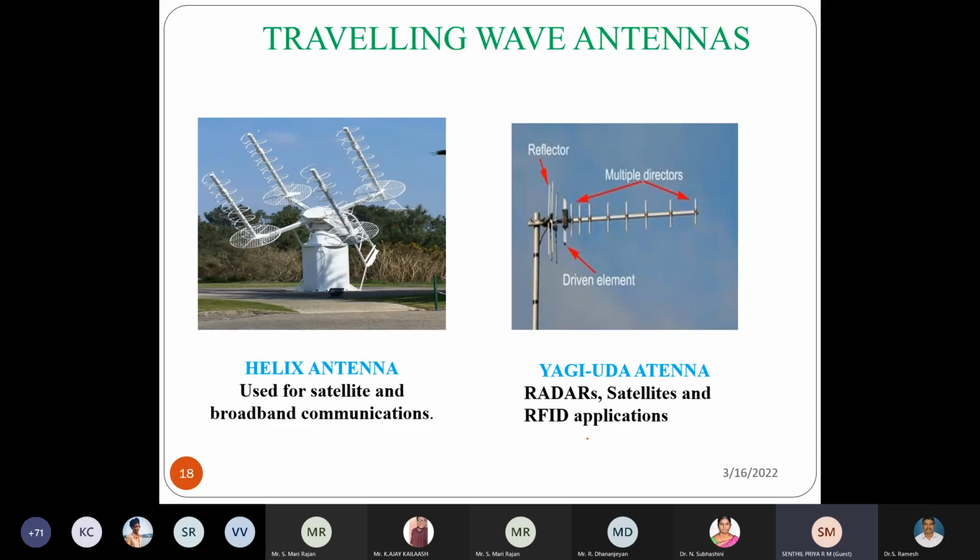So for satellite communication, we can go for the helix antenna. And the Yagi antenna, nowadays we cannot see this, though we come across direct to home, DTHs, right? In early days, Doordarshan television communication used this antenna, where we have multiple dipoles and reflectors to receive the signals, and we have a driven element also, to convert the signals. It can also be used in data systems and in RFID applications. So this is what traveling wave antennas are.